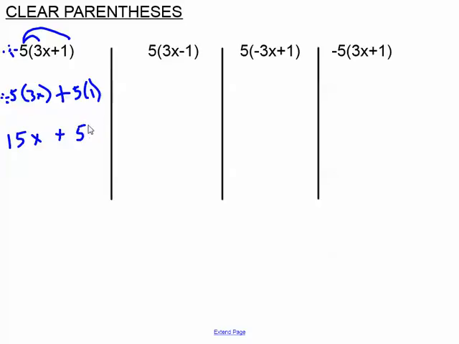Same idea holds true here. I've got an unwritten plus sign out there. 5 times 3x, 5 times negative 1. 5 times 3x is still 15x. We don't have to put the plus sign out here because it's a leading term. We assume it's a plus sign, so we don't have to write it. Positive times negative is a negative. 5 times 1 is 5. Done.